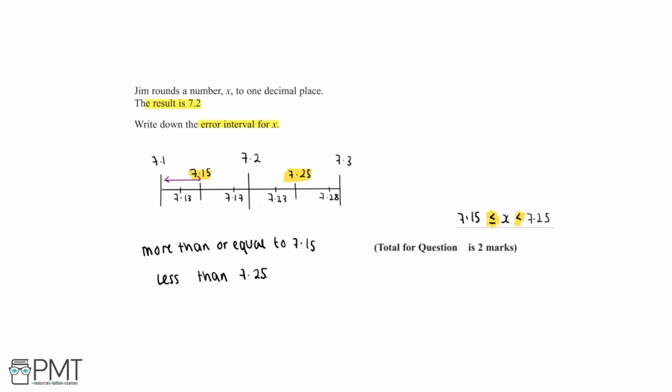Now this question is worth 2 marks. The first mark is for getting the two values of 7.15 and 7.25. And the second mark is for getting the correct symbols, by having the less than or equal to sign in the right place and the less than sign in the right place, allowing us to get the full 2 marks needed in this question.